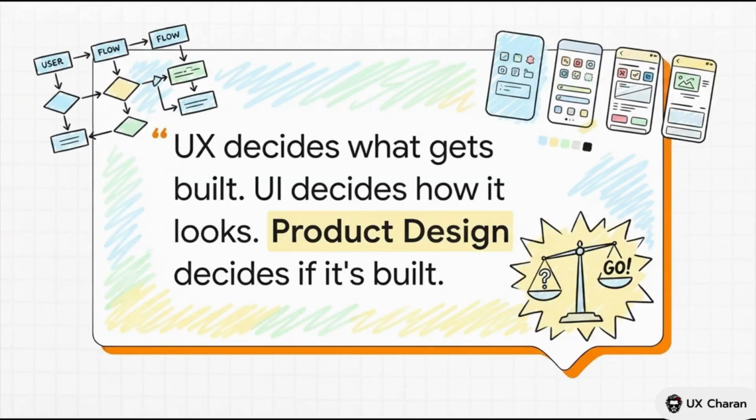Now, I want to immediately anchor you with this foundational idea. UX decides what gets built, UI decides how it looks, and product design, well, that decides if it should be built at all. Seriously, keep this in the back of your mind. It's literally the ultimate blueprint for everything we're about to unpack today.